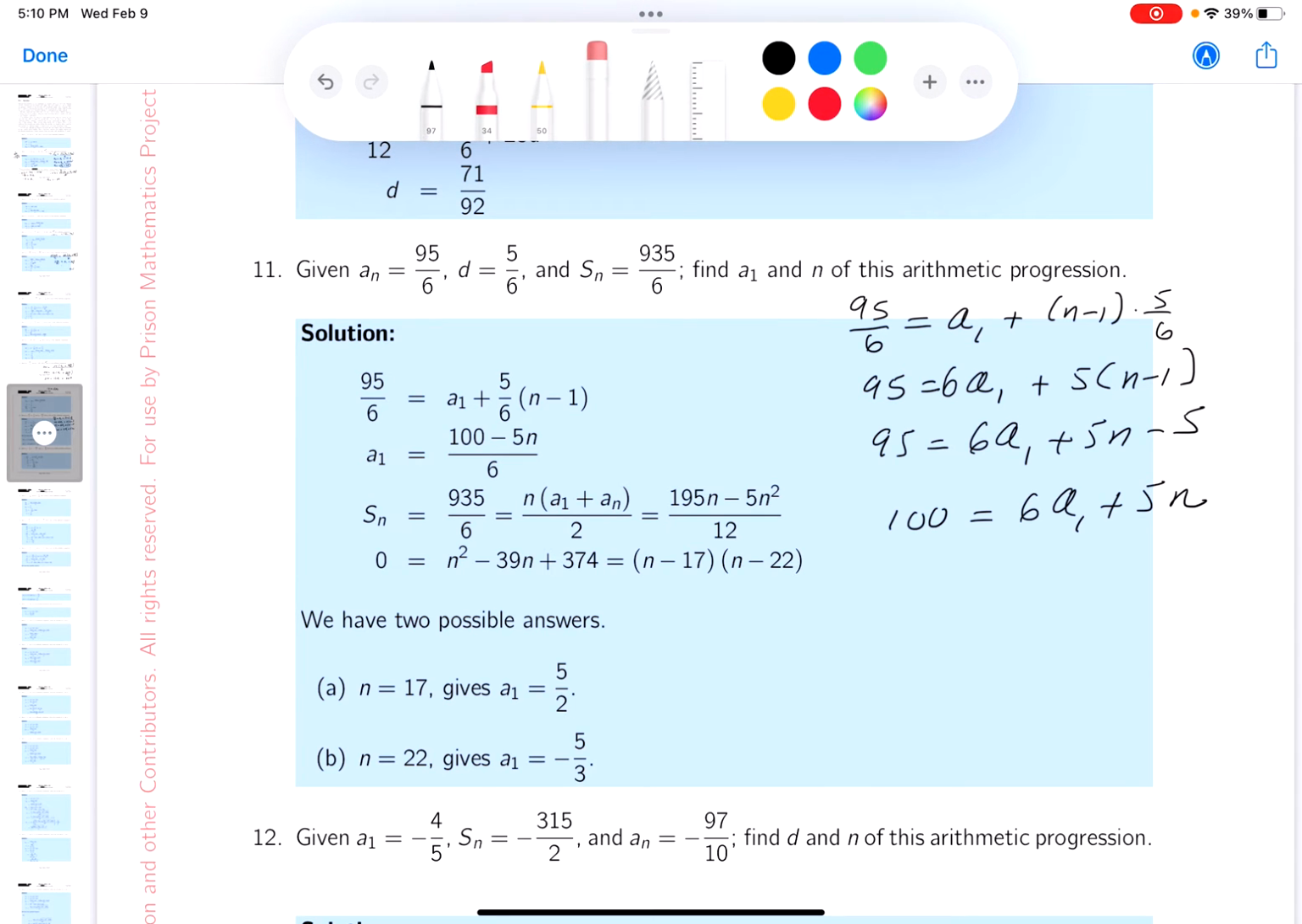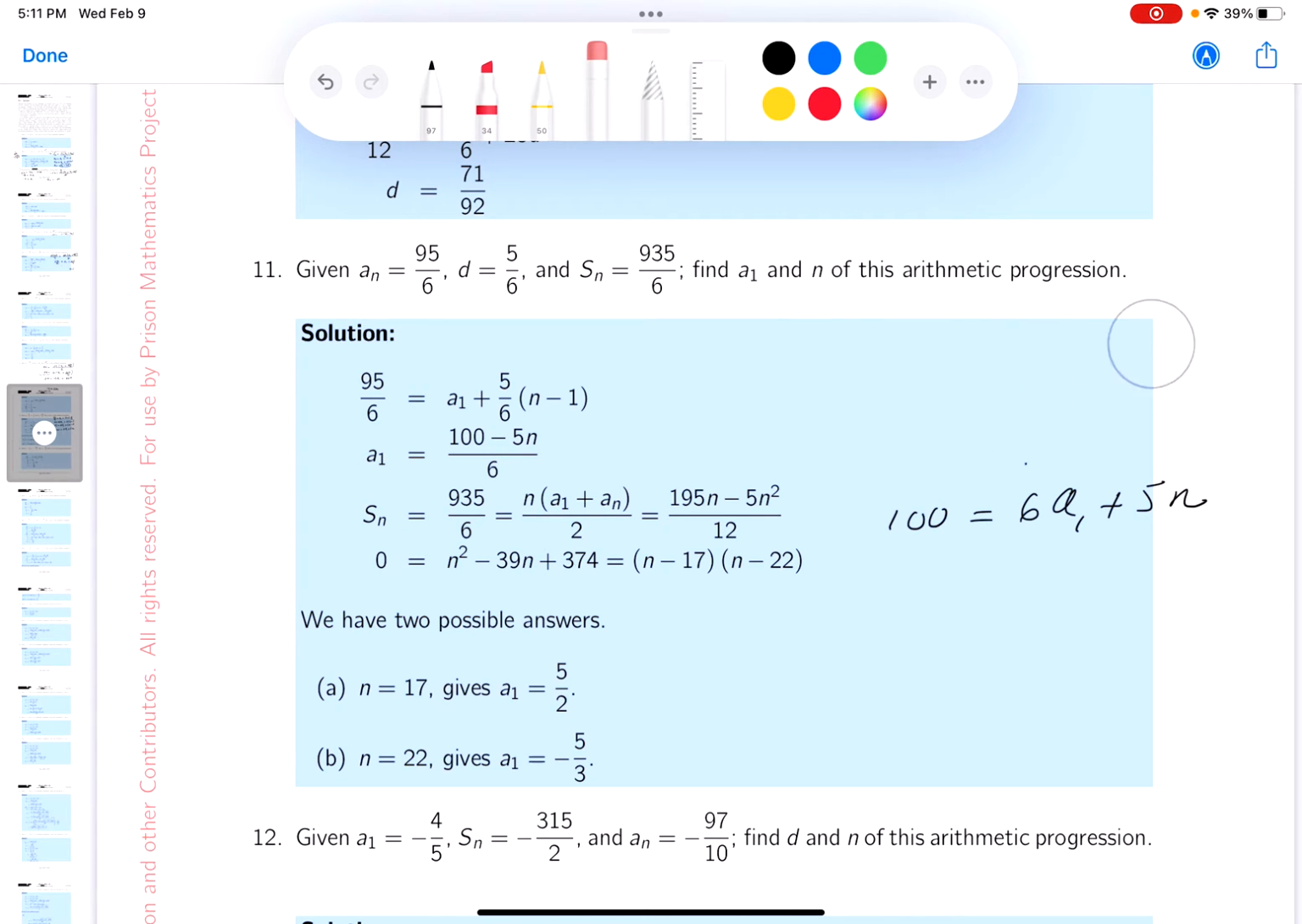Let me erase this business up here. I'm not going to say baby work, but work that I don't really need to look at again. I'm pretty clear about that. And let's see what we come up with now. I can write S_n down now. And what's S_n? S_n is 935 over 6, and that's going to be n, I don't know what n is, over 2. And then, you know what? I got to get a_1. So what's a_1 going to be?